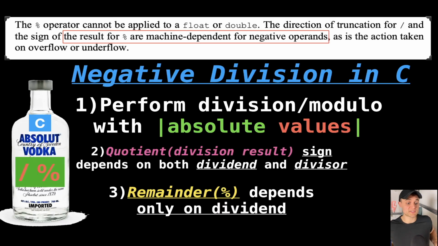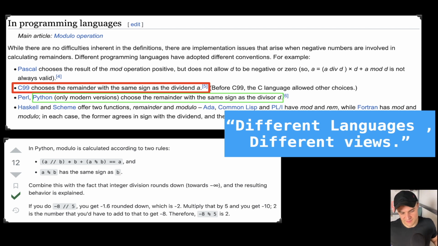And especially you understand this line: the result for modulo are machine dependent for negative operands. What the heck could this line have meant? Right, it's kind of tricky. I remind you that this book is meant for already full-fledged developers and not for people that need to start learning to code from scratch. So here I have just the thing that I showed you. C99 chooses the remainder with the same sign as the dividend, while Python chooses the remainder with the same sign as the divisor. So different languages, different views.